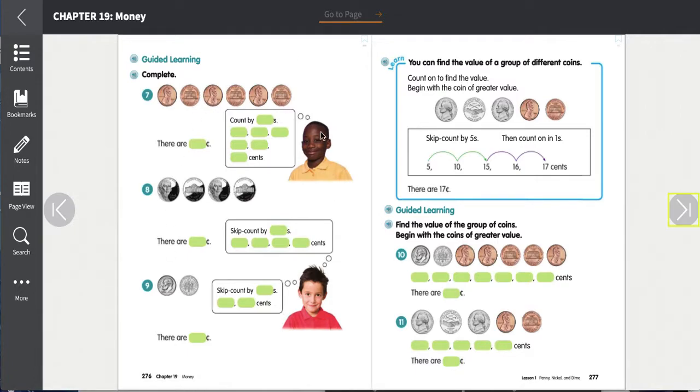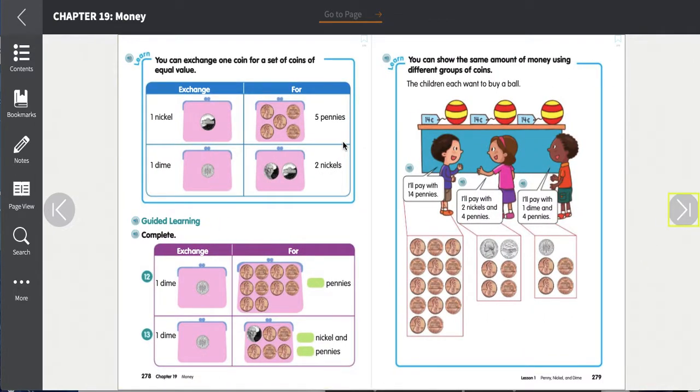Okay, then here's some extra practice for you, counting by whatever the value of the coin is. So skip counting or regular counting and figuring out what the value of all those coins are. Then you can also skip count and figure out the value starting with the biggest coins and working your way to smaller coins. So if you start with nickels and work to pennies, 5, 10, 15, 16, 17 cents. Or here, 10, 20, 21, 22, 23, 24, 25. You check out the rest on your own. I don't want to do it all for you.